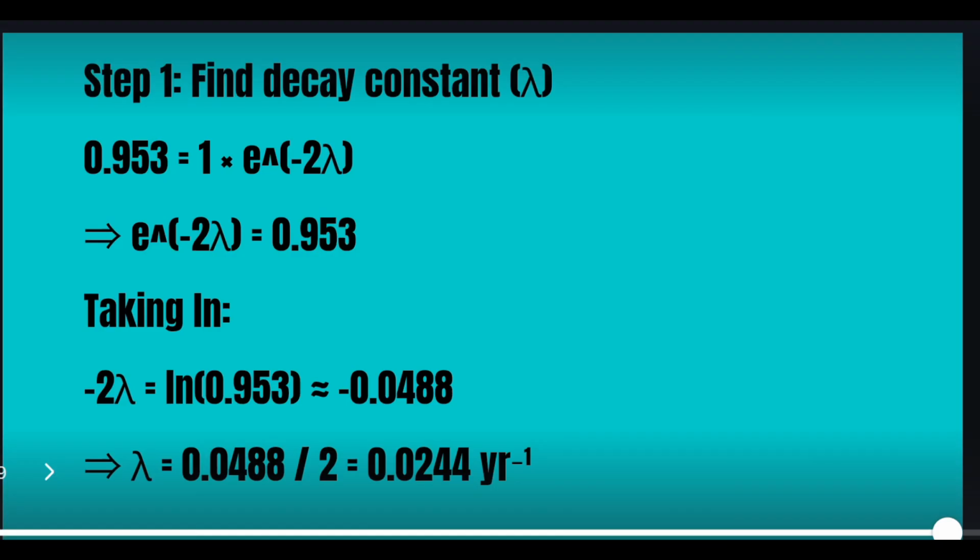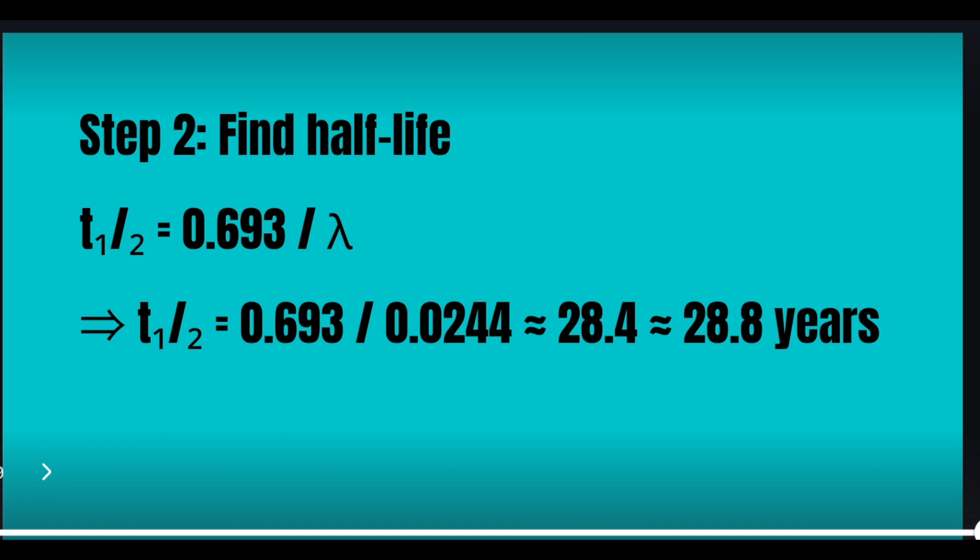ln of 0.953 is equal to minus 0.0488. So lambda is equal to 0.0488 divided by 2, which is equal to 0.0244 per year. In step 2, we have to find the half-life. T half is equal to 0.693 divided by lambda. Therefore, T half is equal to 0.693 divided by 0.0244, which is equal to 28.4. That will be nearer to 28.8 years.